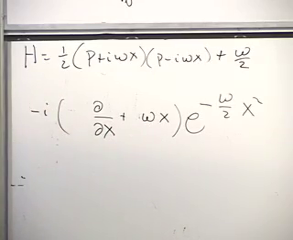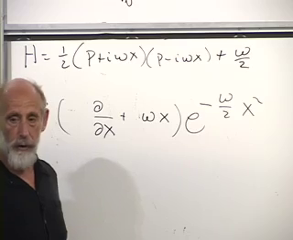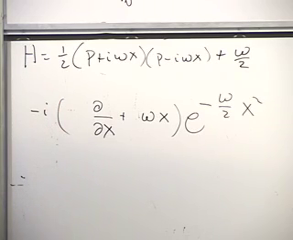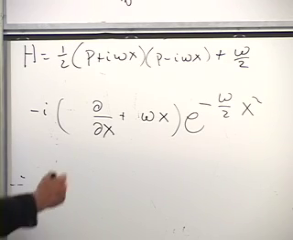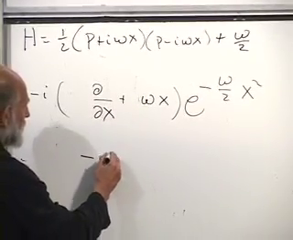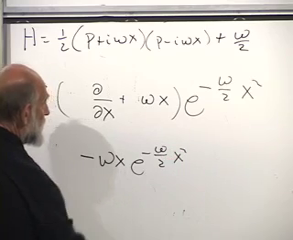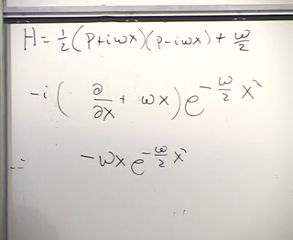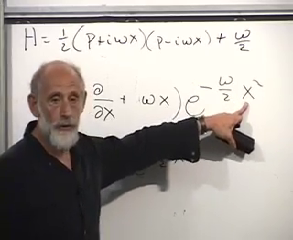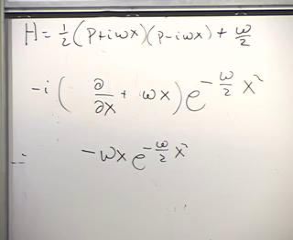Okay, what happens when we differentiate once e to the minus omega over 2 x squared? Let's see, can I remember? It just gives us minus omega x e to the minus omega over 2 x squared, right? No. Differentiating the x squared gives me a 2, and that eats this 2 here. Right? Okay. No, no 2.